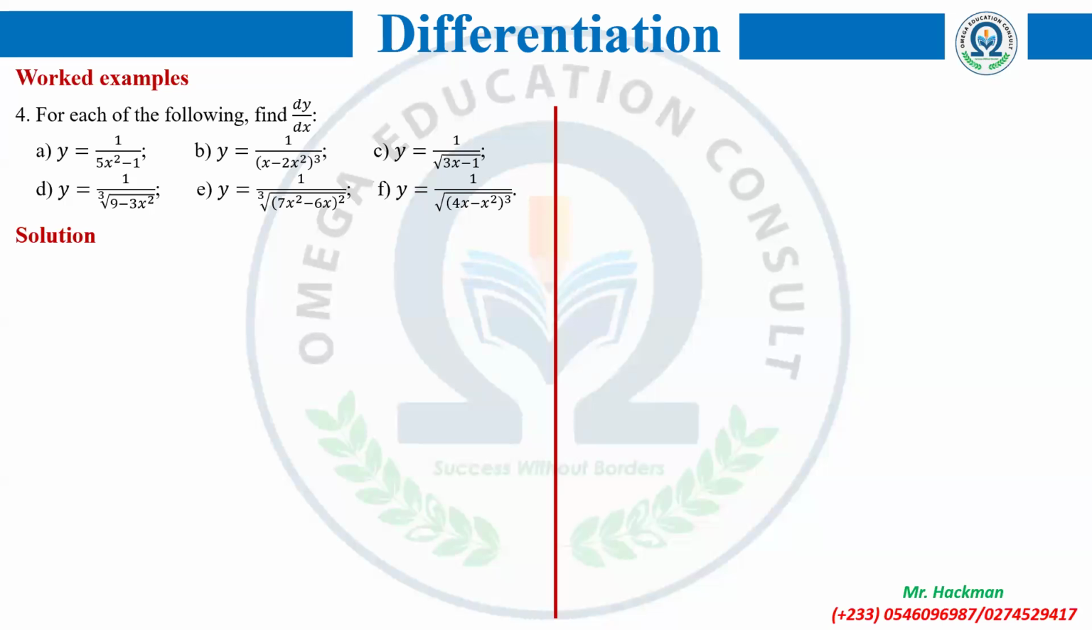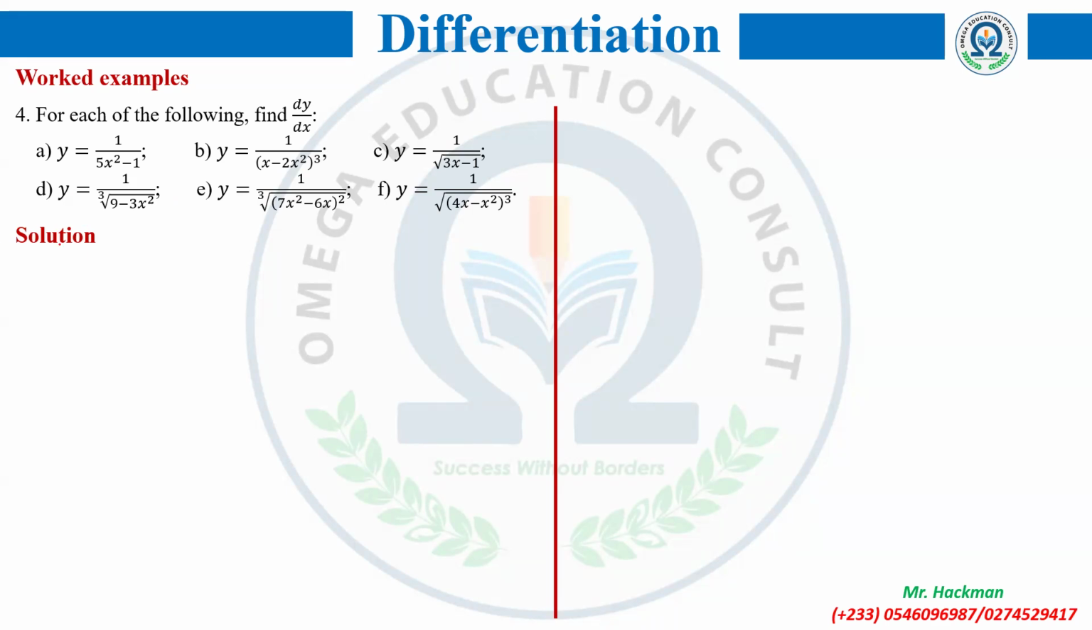All right, so let's look at what we have here, the worked example for our next set of questions. This time around, you can see that we have fractions. Basically the same concept, just one or two pieces of information, then we'll be good to go. Let's look at the main question, the preamble: for each of the following, find dy dx. So it means all your functions must be labeled y.